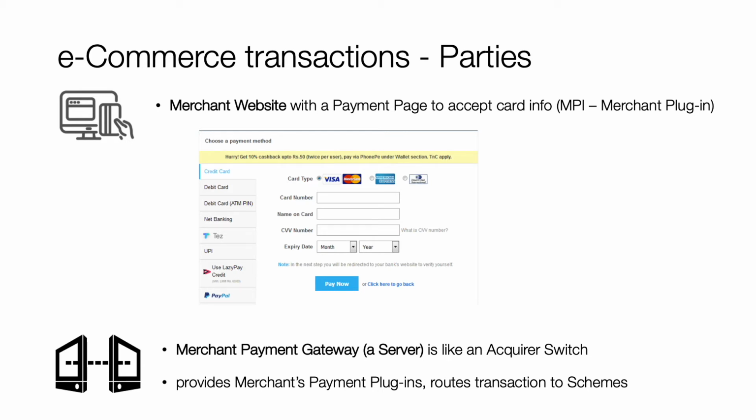Second thing is the payment gateway itself. It is a server component for a web merchant. That is, it maintains the relationship with the web merchants, and it also provides the merchant plugin that we just spoke of. A payment gateway acts like a terminal acquirer switch. That is, in case of a terminal-based transaction, the terminal is provided by the acquirer and the terminal interacts with the acquirer switch. Similarly, for an e-commerce transaction, the merchant website integrates with the payment gateway. A payment gateway also maintains relationships with the schemes as well.